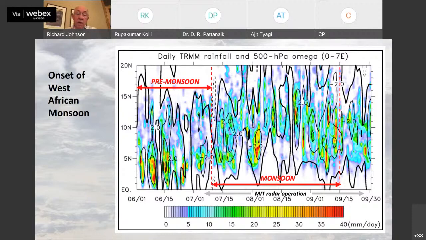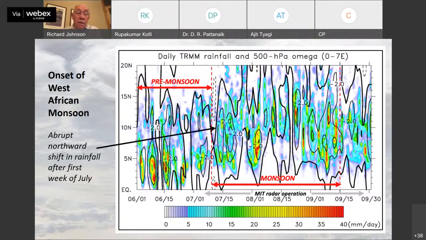And one can see that up through the month of June till the first week in July, most of the convection was confined to 5 north or south. But then after the first week in July, convection jumped northward for several months. And we call this first period the pre-monsoon, the second the monsoon period. So we'll look at both of those periods.